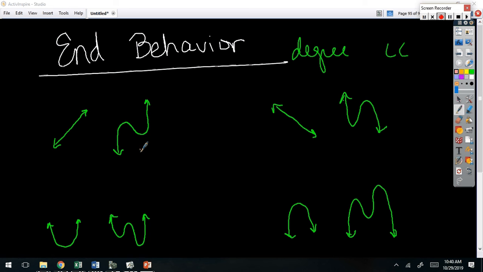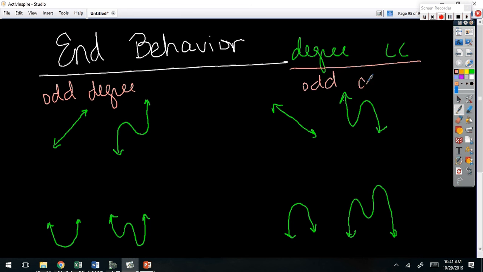What else do you notice? Thinking degree and leading coefficient. All right, what's the type of this one? Linear. What's the type of this one? Cubic. Odd degree. Y'all are exactly right. These are odd degree. These are both even degree.